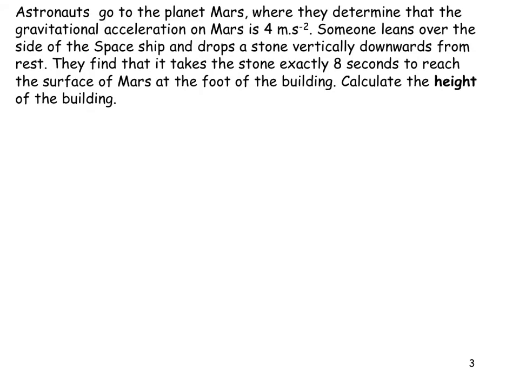Astronauts are going to the planet Mars, where they determine that the gravitational acceleration on Mars is equal to 4 meters per second squared. Someone leans over the side of the spaceship and drops a stone. When I say drops a stone, the initial velocity is always 0. Drops means I gave it no initial velocity at all. Vertically downwards, which means it's going down under gravitational acceleration, which we already know is 4 meters per second squared on Mars.